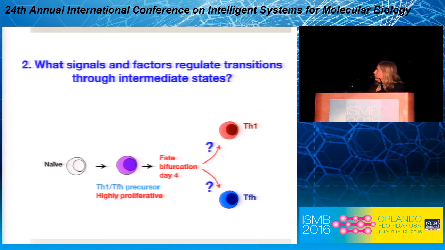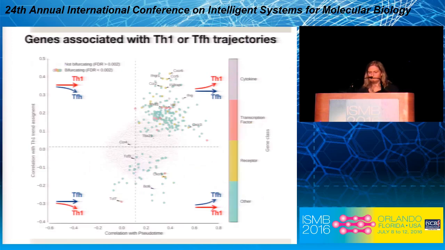And then really in the last couple of minutes, I just want to say very quickly that we can also use this kind of framework to dig into which signals, which external signals, and which intrinsic factors inside the cells are regulating the transitions through these intermediate states. So we can extract the genes that are most strongly associated with the TH1 process or the TFH process, and basically we get gene lists that are transcription factors, cell surface receptors, and other factors that are TH1 associated and TFH associated respectively.